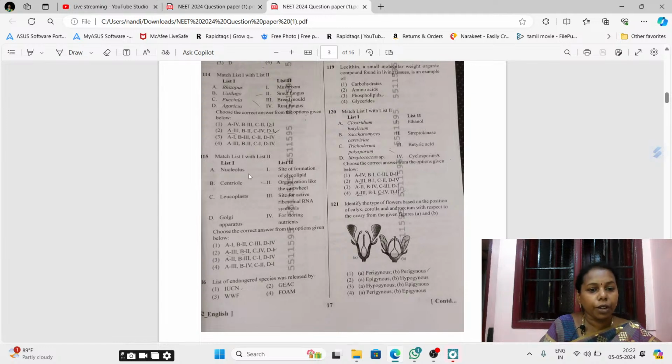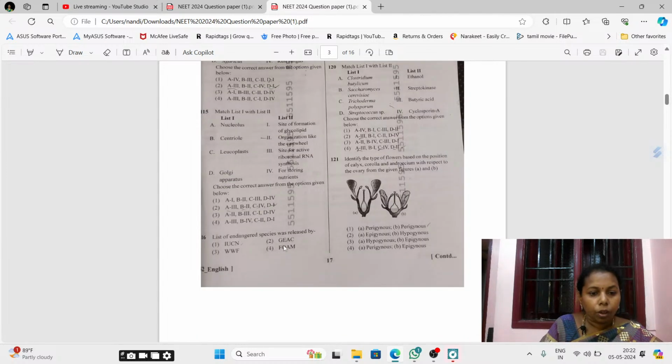Okay. Now 115. Nucleolus is a site of ribosomal RNA synthesis. Centriole is organized like a cartwheel. So 3, 2 is coming only for option 2. So the 115 answer is 2. 116: the list of endangered species was released by IUCN, the Red Data Book, you know. So it is in answer 1.